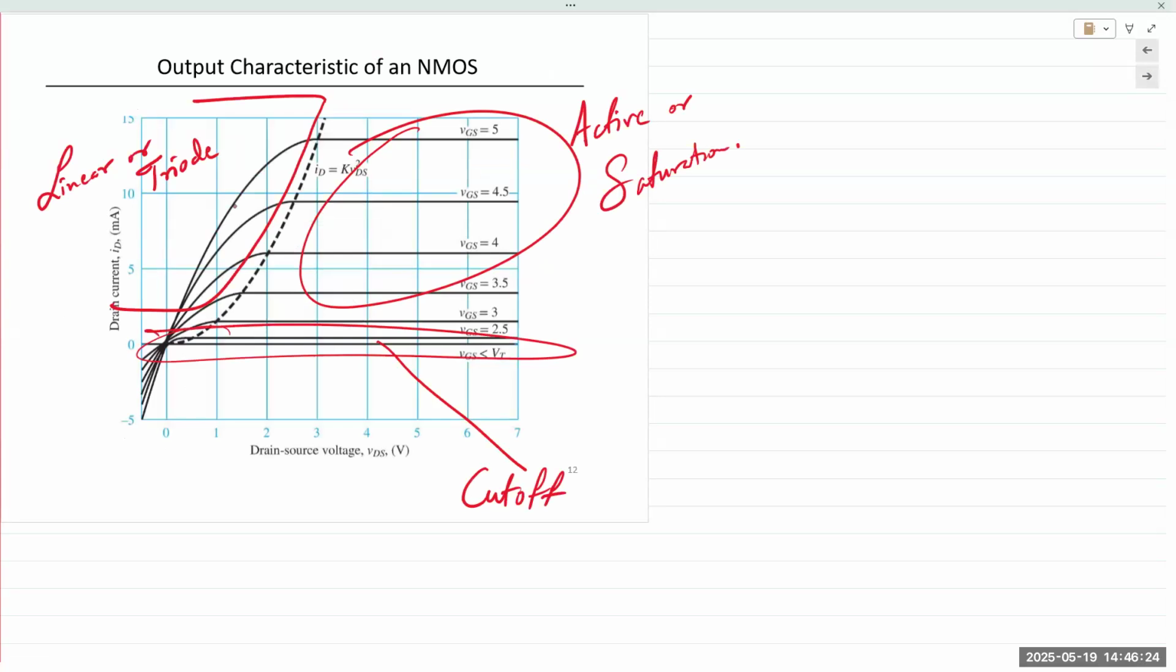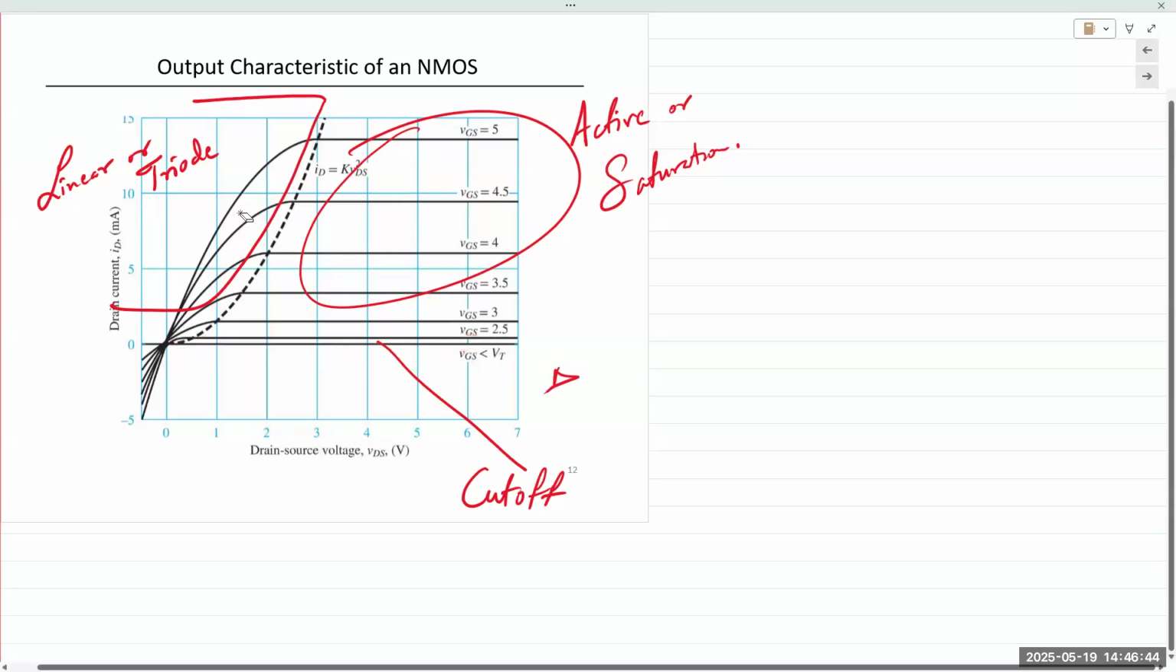Cutoff for a MOSFET and for a BJT is the same region, close to the y-axis, close to the x-axis, where increasing VDS does not result in increasing current, right? It doesn't matter how much you increase VDS, current remains close to 0. Cutoff region.